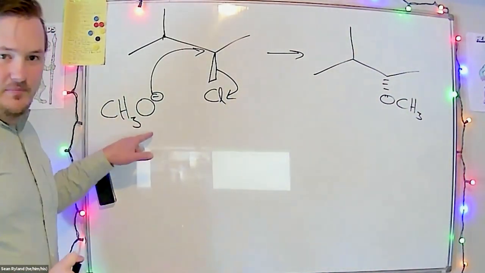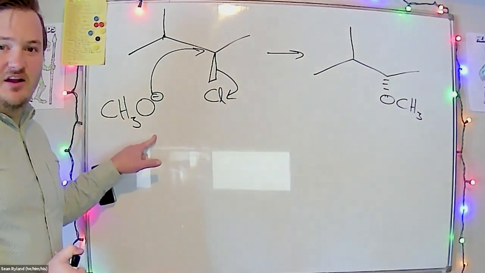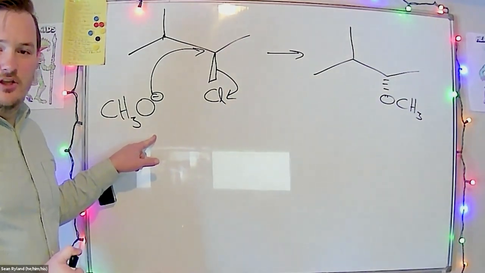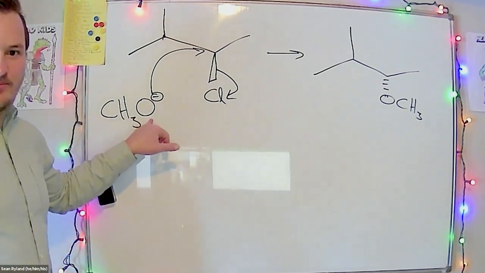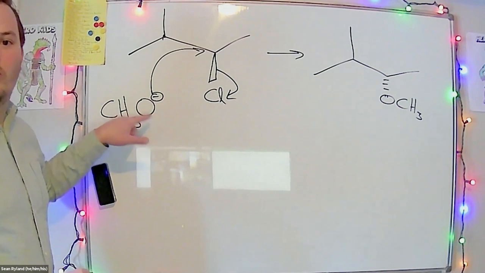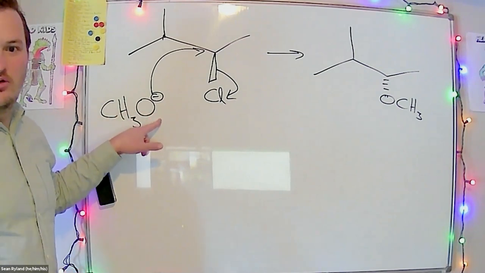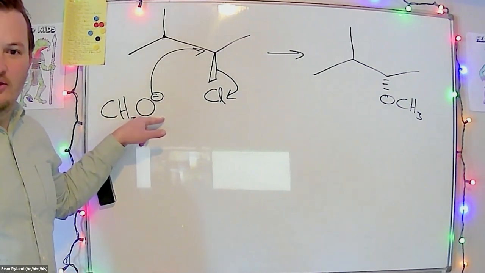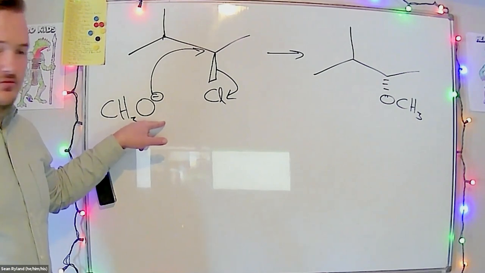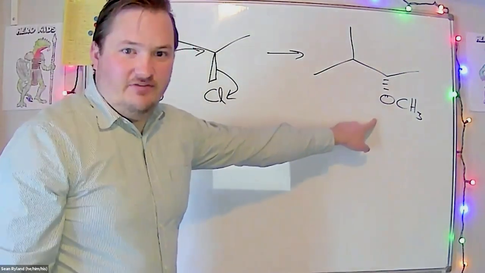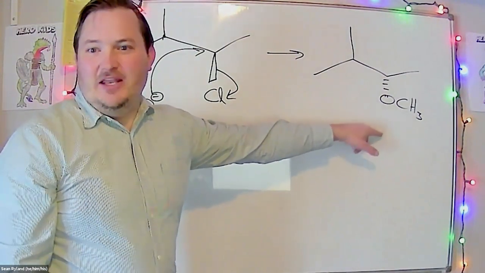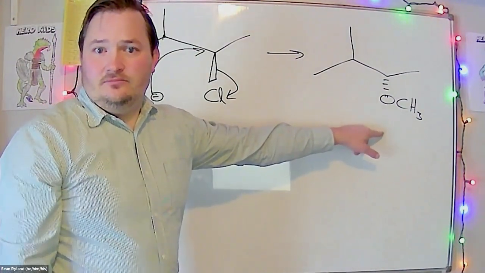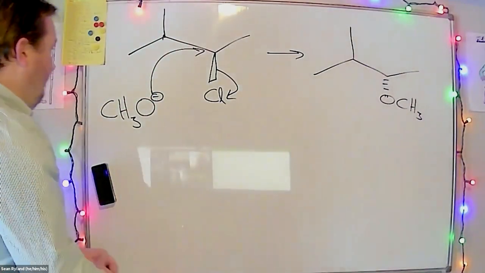So it's a different base. It's not hydroxide and it's not sulfide, but the process is the same, right? And so anything that you've got that can act as a base or a nucleophile, it doesn't matter what's attached to the oxygen or the nitrogen or the sulfur, whatever's attached to it is still attached to the oxygen after it adds, right? So instead of making an alcohol, we made an ether. But the mechanism's the same.